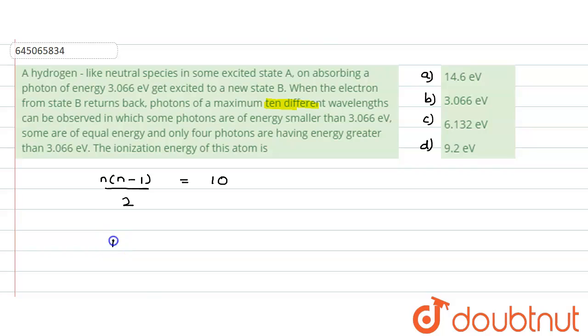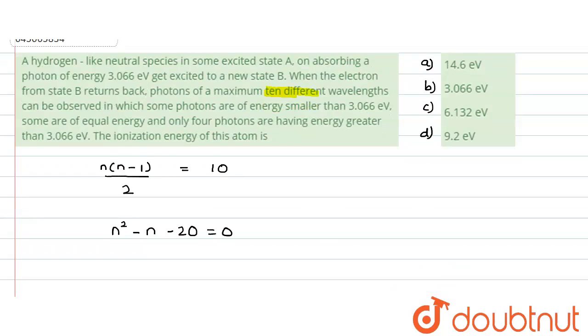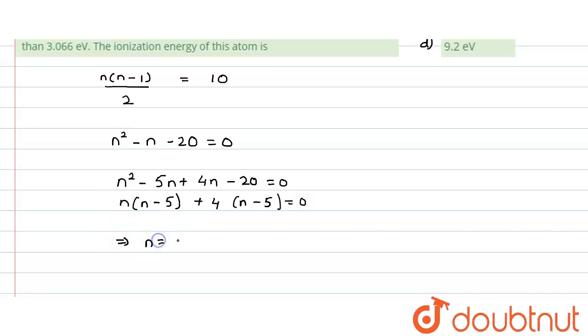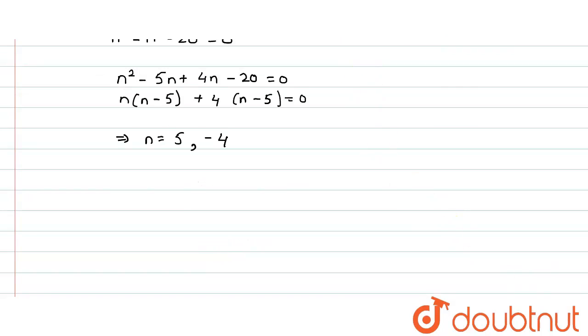So it would be n square minus n equals 20, and if we bring it to this side, it would be minus 20 equals 0. So this is basically a quadratic equation. We can just solve it by factorization. So we can write n square minus 5n plus 4n minus 20 equals 0, or if we take n common, it would be n minus 5 times n plus 4 equals 0. So our n value would turn out to be 5 or minus 4. Now the number of excited states cannot be negative, so we can say that the maximum excited state would be equal to 5.